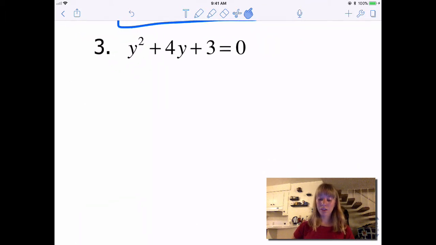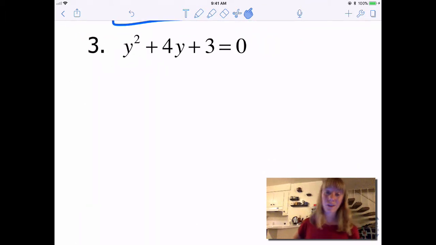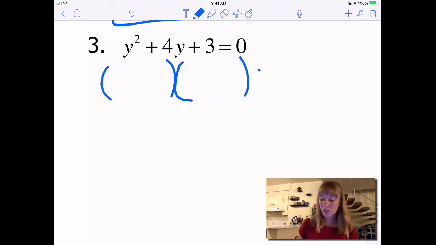Number 3, this one, it's already set equal to 0. Thank you very much. Step 1, check. Step 2 is factor. Equals 0. This again looks like an add multiply. We can multiply to 3, add to 4.